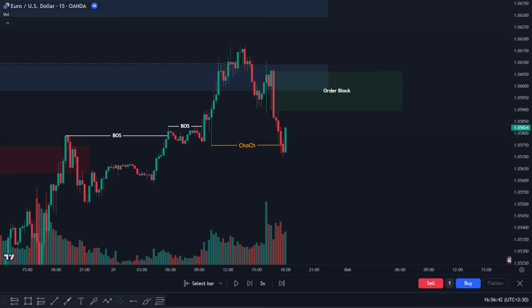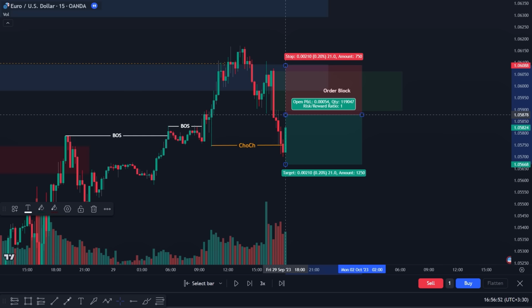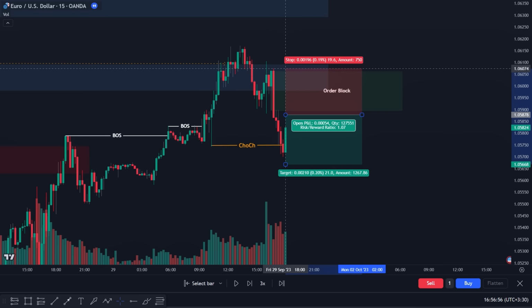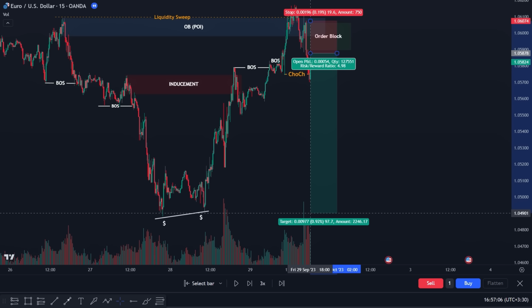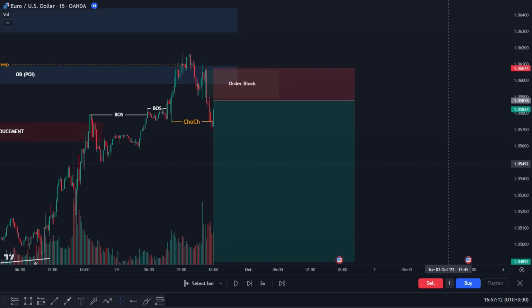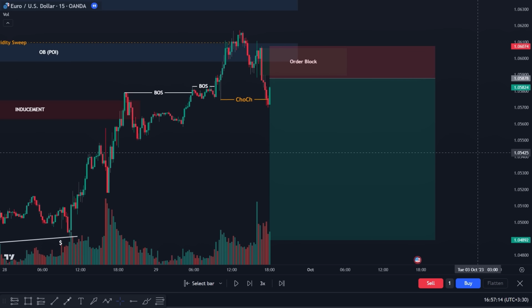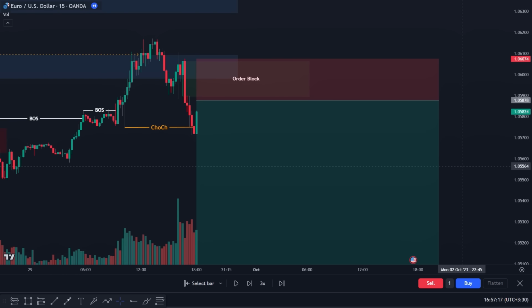Subsequently, for executing a sell order, I'm going to set my sell limit order a few pips below the lowest point of the zone. As for the stop loss, I'll position it a few pips above the highest point of the order block. For the take profit, I am targeting the sell side liquidity below the swing point. Now that we have placed our sell limit order, let's see how the market reacts and see if our trade setup plays out successfully.